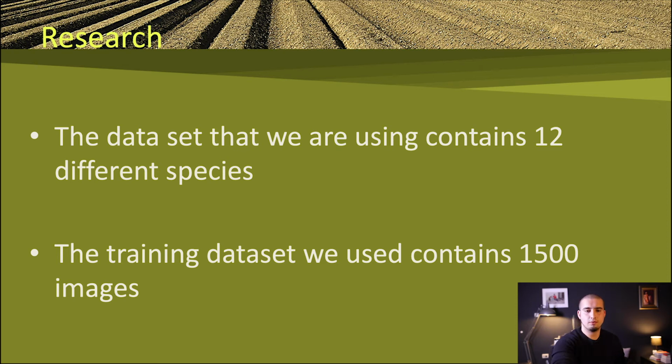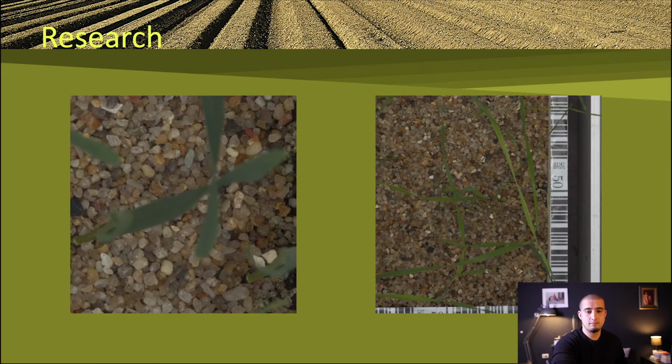I can show you a photo of those images. So the photo on the left is an image that we have used that does not contain weed, and the photo on the right is an image that contains weed.